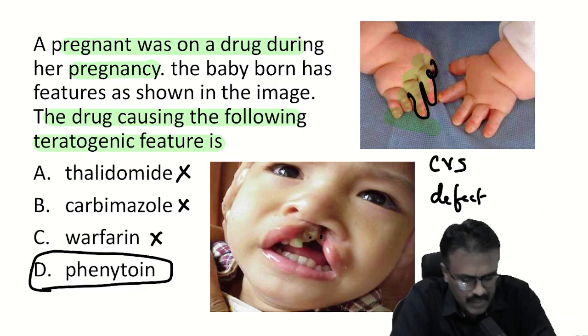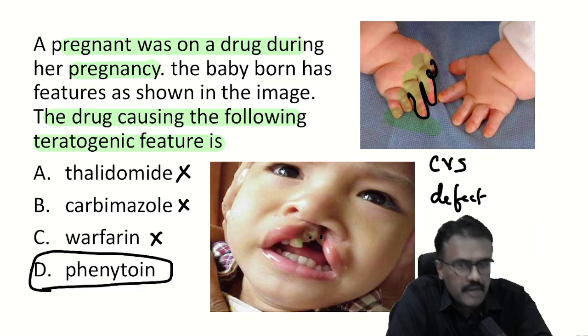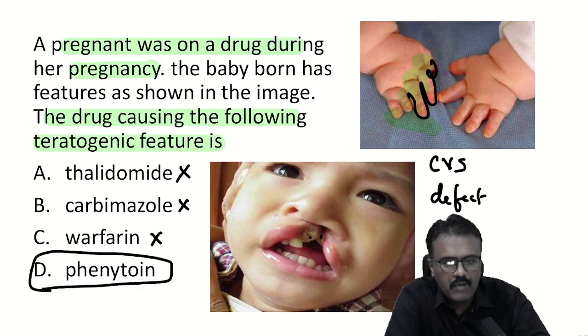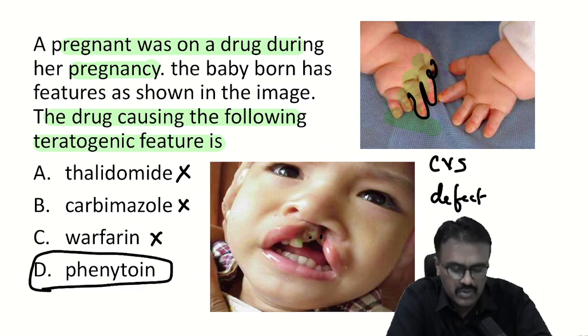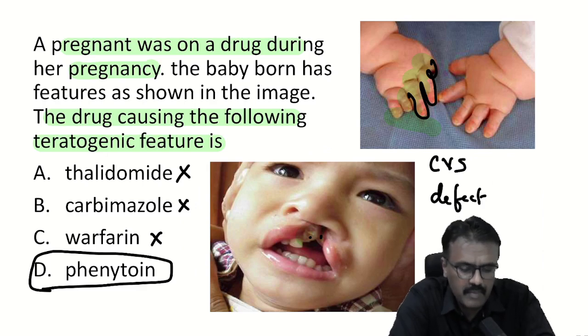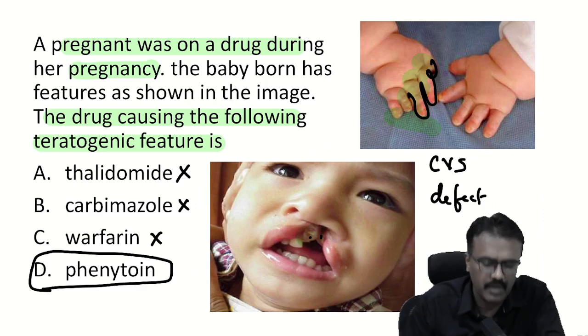Phenytoin. How to identify warfarin, I will tell you. If they give warfarin, they will give you a depressed nose. The nose feature will be depressed and there is skeletal abnormality. Then obviously you have to go for warfarin. So here it is phenytoin.